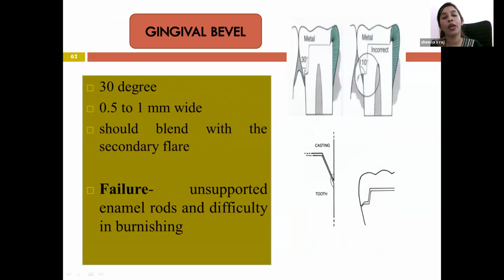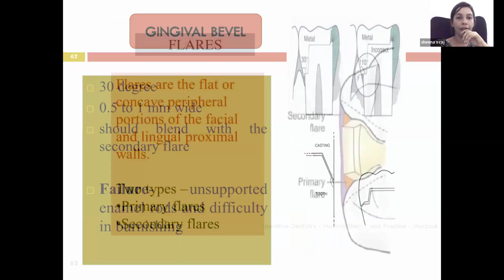Gingival bevel, as you can see here, we give at an angle of 30 degrees. These numbers you have to keep in mind. And this has a width of 0.5 to 1 mm. Why it is done is so that there is proper blending of the secondary flare and the restoration. That is why we provide a gingival bevel.